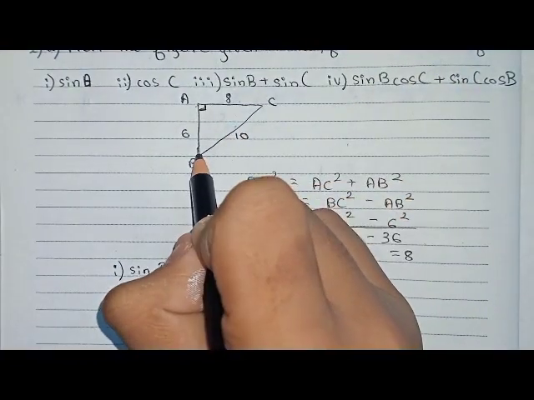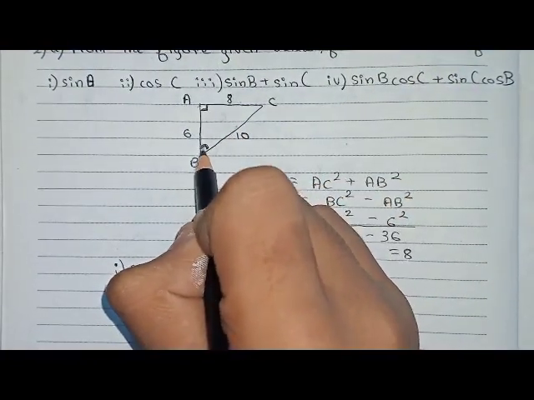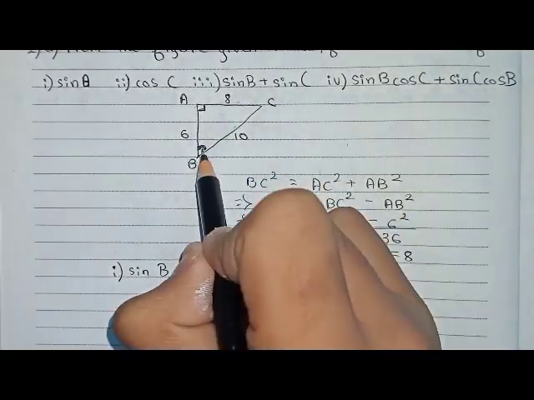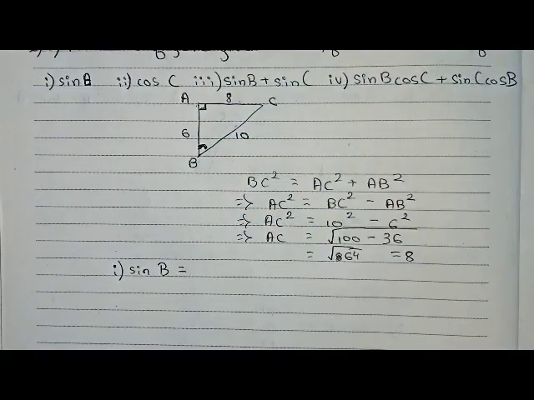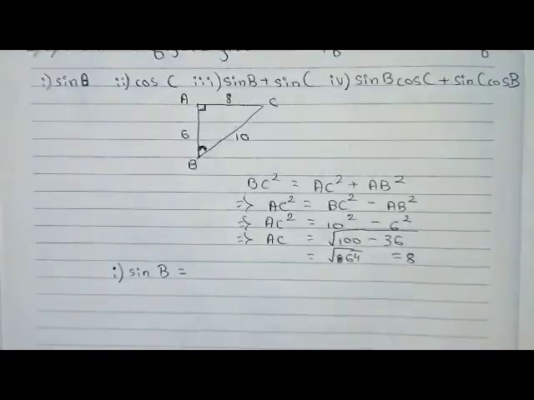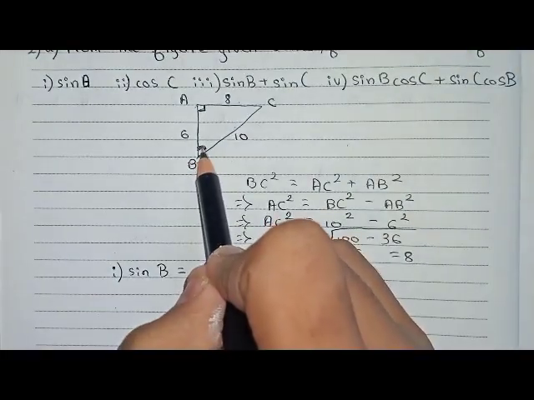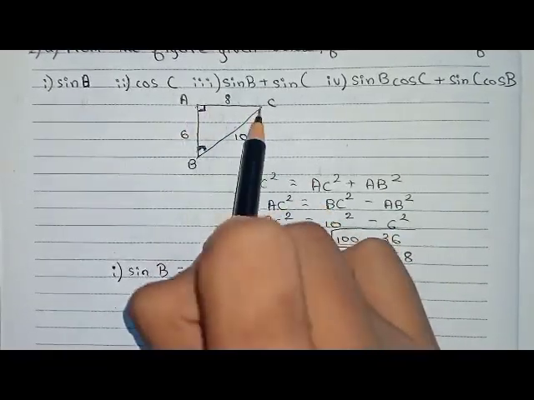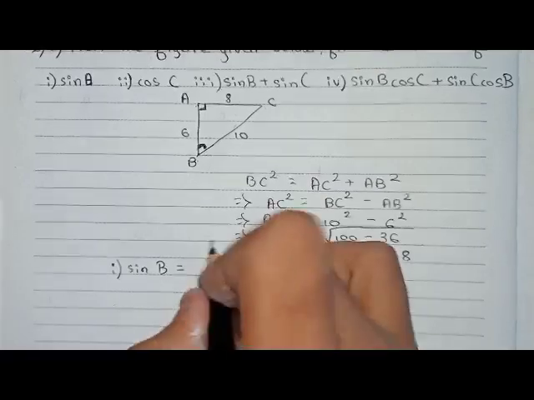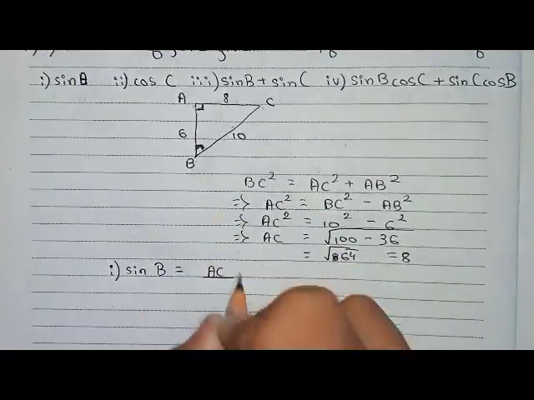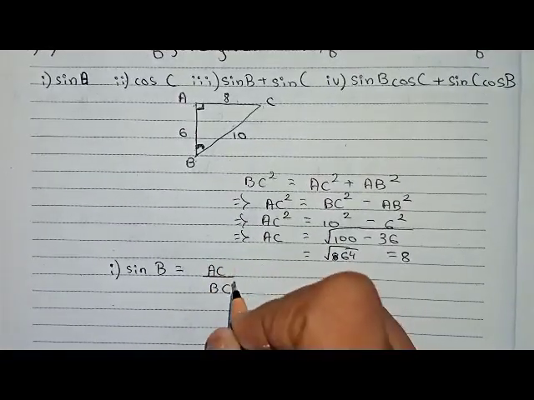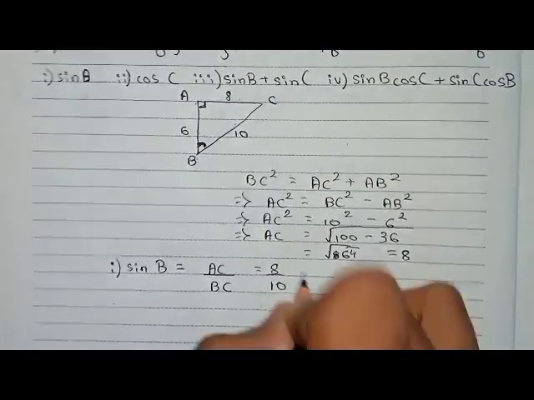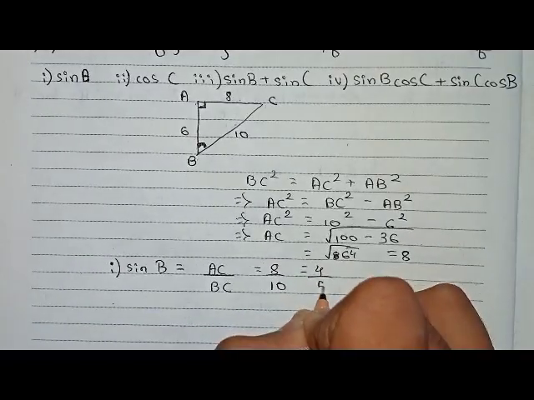So in this question our angle B is this one. Sin means height by hypotenuse. As I said, the side opposite to the angle will be the height. Opposite to angle B is AC, so AC will be the height, AC by BC. BC is the hypotenuse. So put down the values, 8 by 10, that is equal to 4 by 5. We cut by 2.